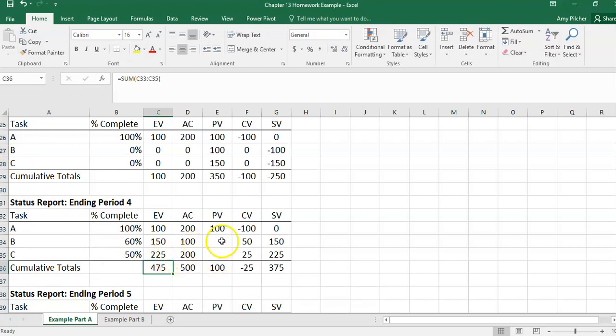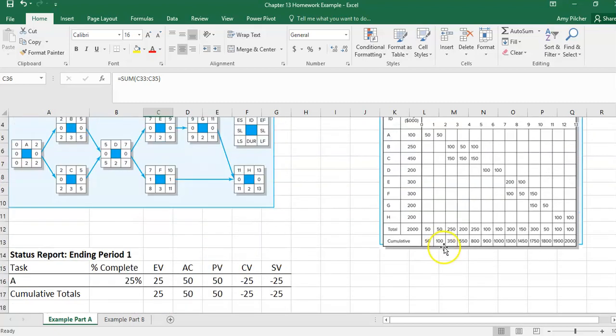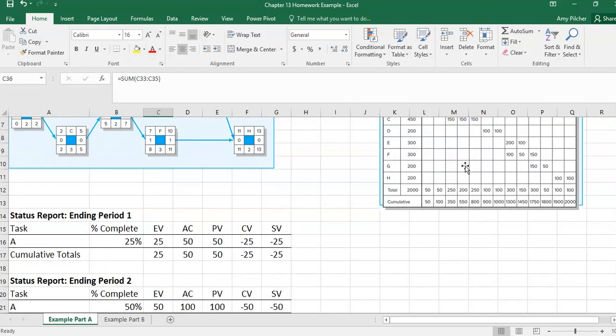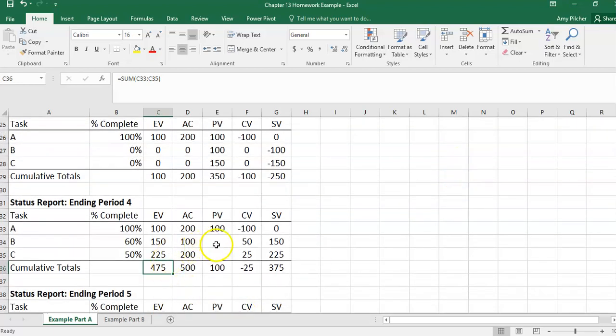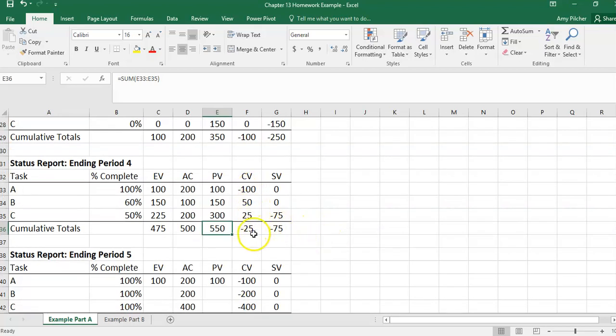Our planned value for B and C at the end of period 4: for B, we should be at 150 at the end of period 4, and for C, we should be at 300. So 150 and 300. We are catching up some on our costs, but we are still behind on schedule with C.